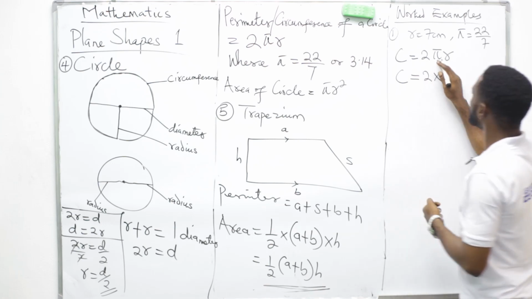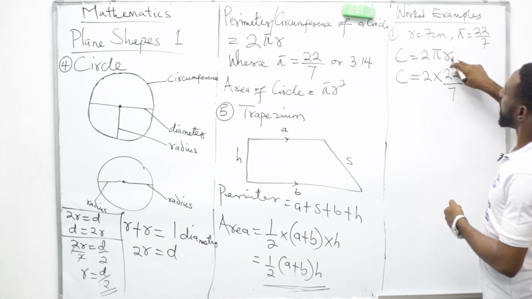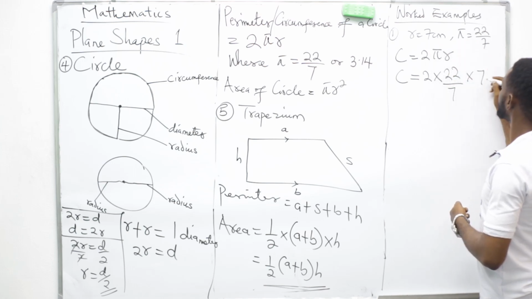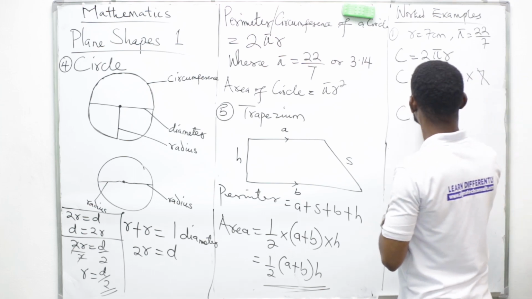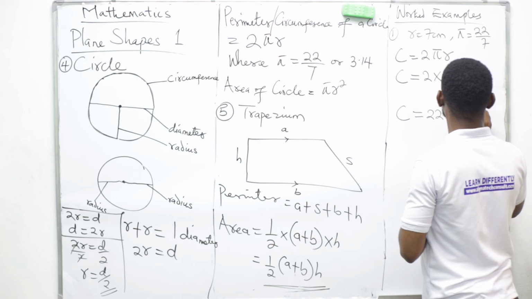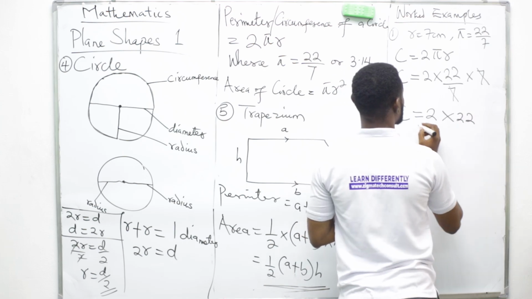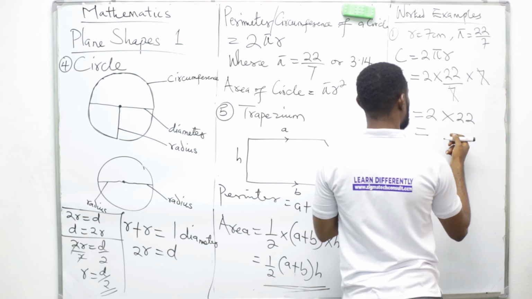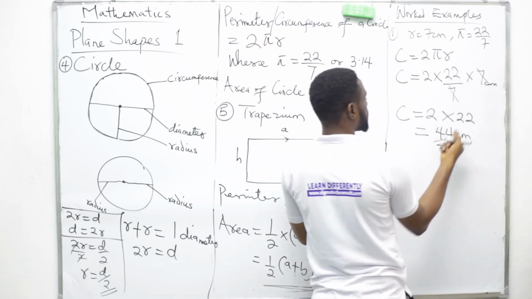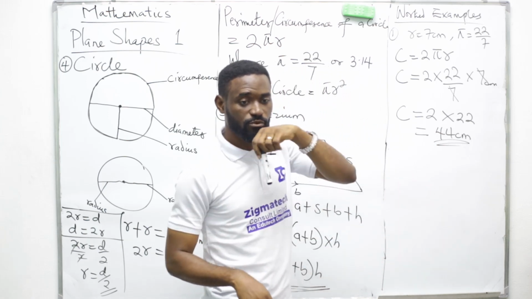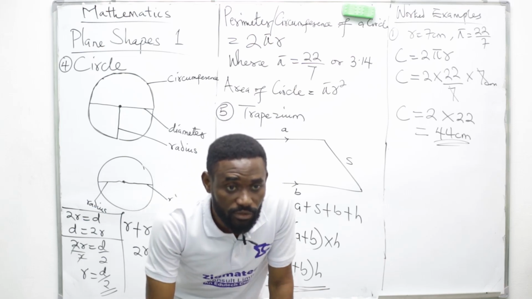So C is equal to 2 times, what is our pi? They say it's 22 over 7, times our r. What is our r? 7. Do you understand that? So 7 cancels 7. We have C equal to 2 times 22, which gives us 44. And remember there is cm in the 7, so that's 44 cm. The circumference is 44 cm. That is a very straightforward question which I think everyone listening to me should be able to solve very quickly.